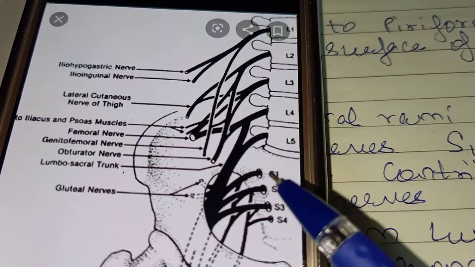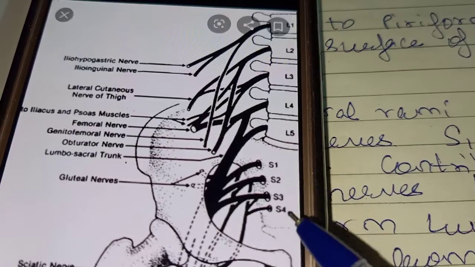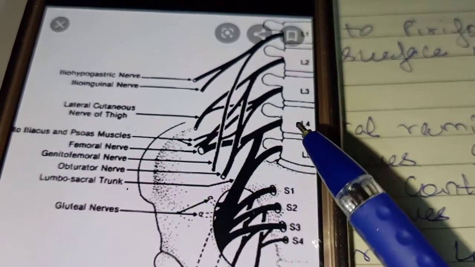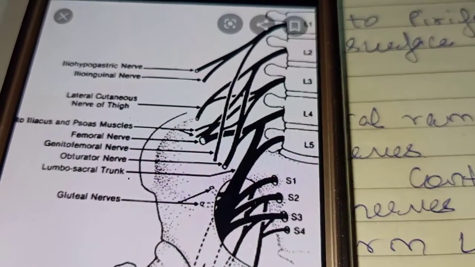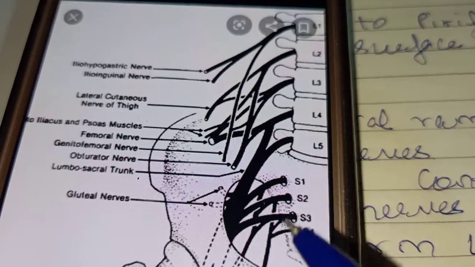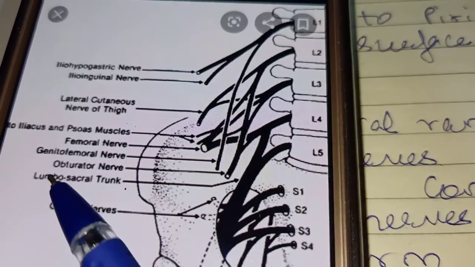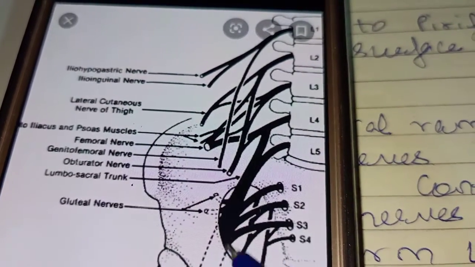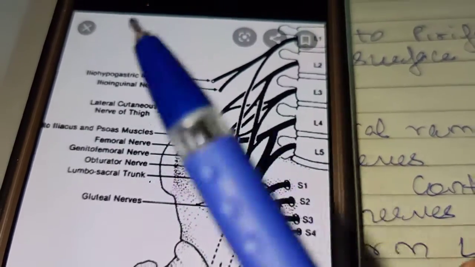So the anterior or ventral rami or division of S1, S2, S3, S4 spinal nerves, as well as the lumbar nerves L4 and L5 together, contribute to the sacral plexus. This is known as the lumbosacral trunk. Lumbo is from lumbar vertebrae, sacral is from sacral vertebrae, sacral spinal nerves. Yes, so this is the sacral plexus.